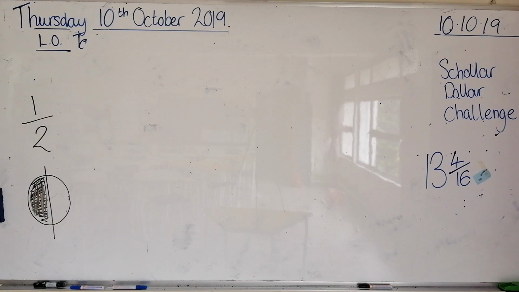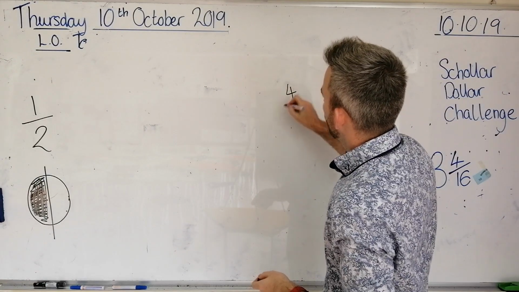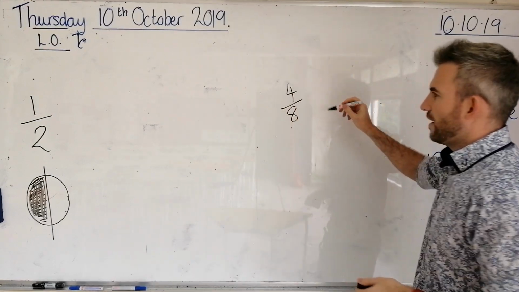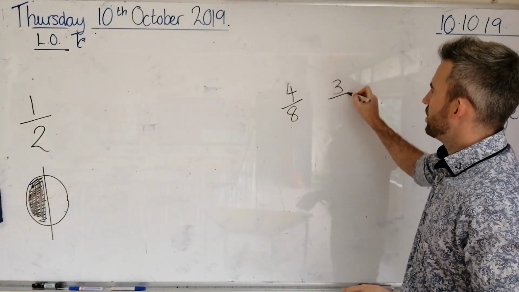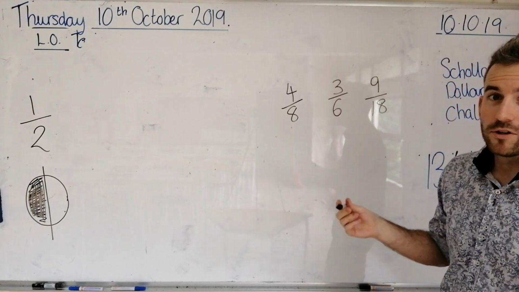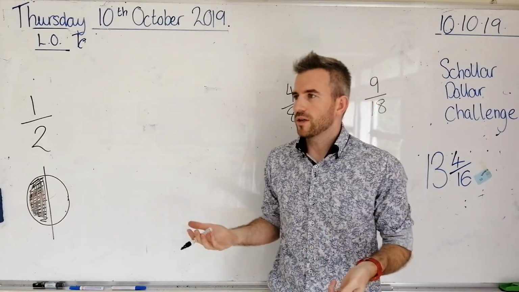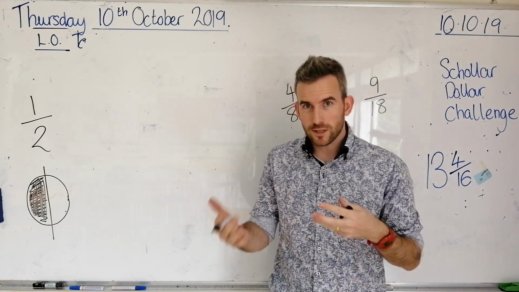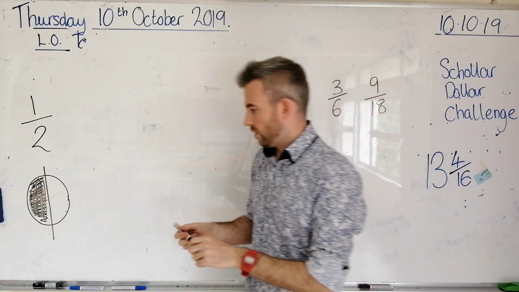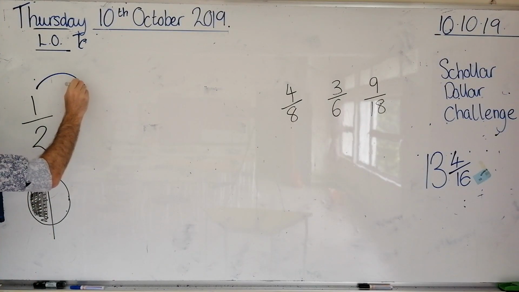Now, the next hard part is to try and explain to them that different numbers can also mean half. Obviously I'm talking about 4 eighths, and any kind of halving: 3 over 6, 9 over 18, and so on, and so on, and so on. But what we can do first of all is demonstrate that if we double numbers, they still mean the same thing.